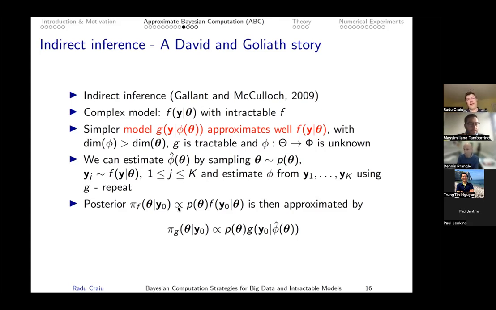So we have a complex model. Is the ABC setting, right? And the idea here is to have a simpler model that approximates well the complicated model, but with a parameter. The simpler model, which is tractable, has a parameter of higher dimension. And then through this model G, we actually reach inference for model F, either in a frequentist sense or in a Bayesian sense. And the idea is, okay, we need to estimate the link between phi and theta, right? And we do that via simulation. And again, this is a very neat and general idea with many complications, in fact, sometimes.